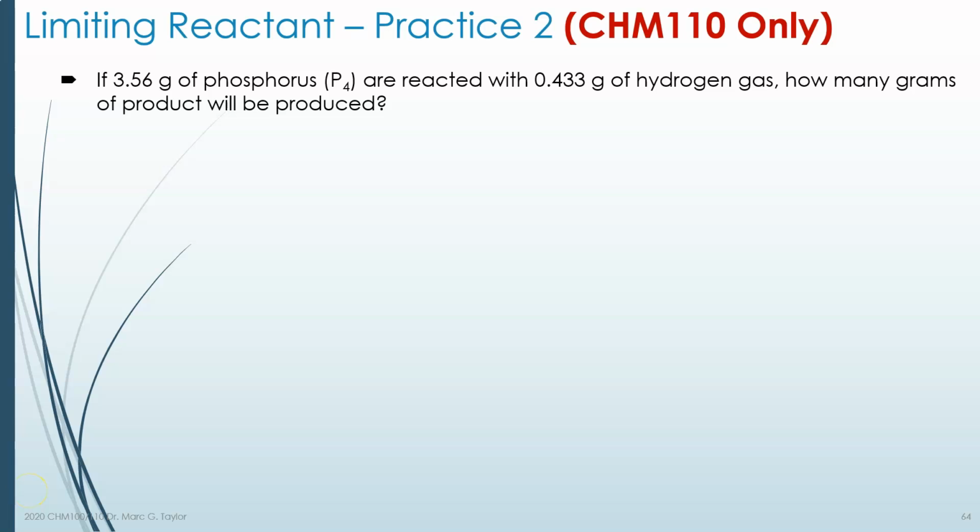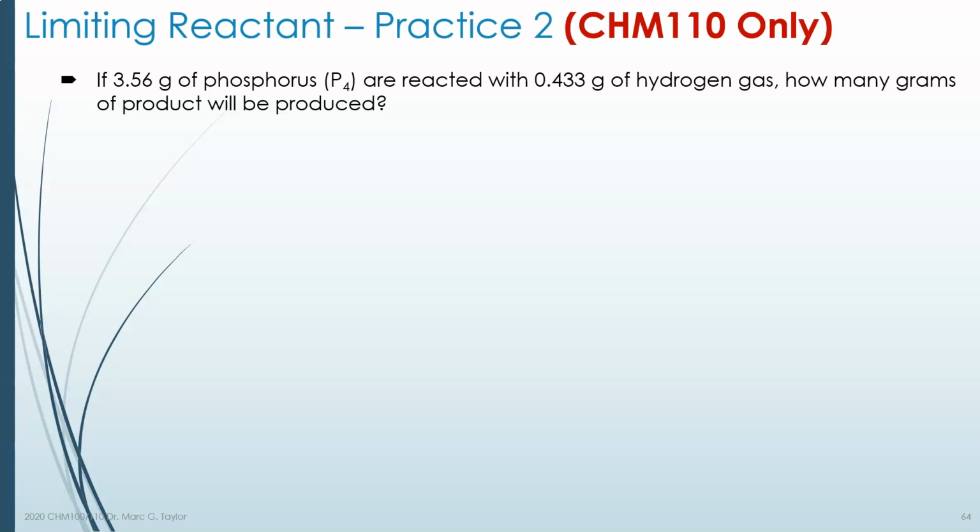So let's take a look at this last example. Here we have, it says, if 3.56 grams of phosphorus, P4, this is actually white phosphorus. Phosphorus has 4 different what we call allotropes, forms of the element. White phosphorus, also known as yellow phosphorus, is P4, and it is reacted with 0.433 grams of hydrogen gas. How many grams of product will be produced?